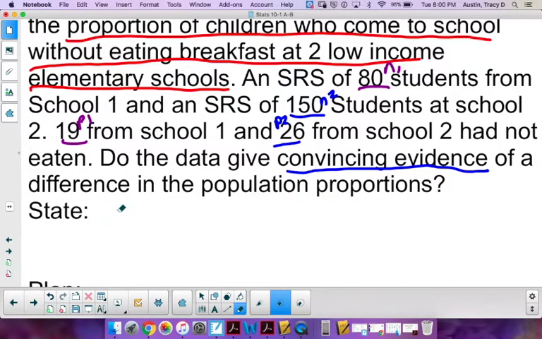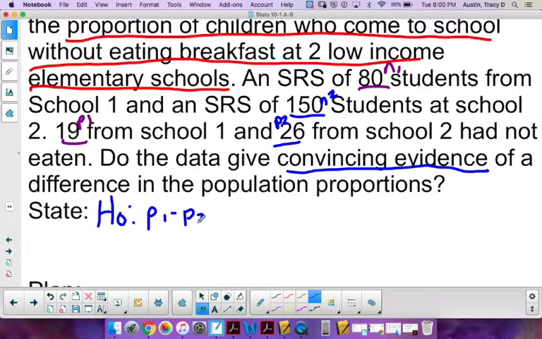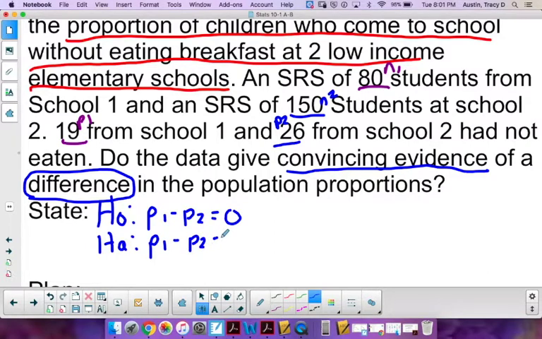All right, so state. And again, remember that we assume that there is no difference between them. So you say P1 minus P2 equals 0. And then, well, it says difference. It does not give a direction as far as one school having more that don't eat breakfast. So because it is just a difference that we're looking for, we don't care about the direction.